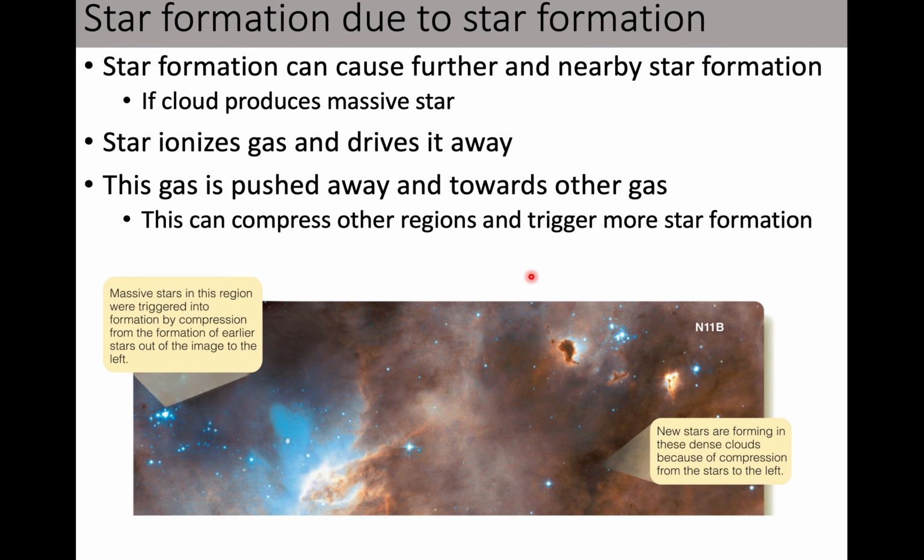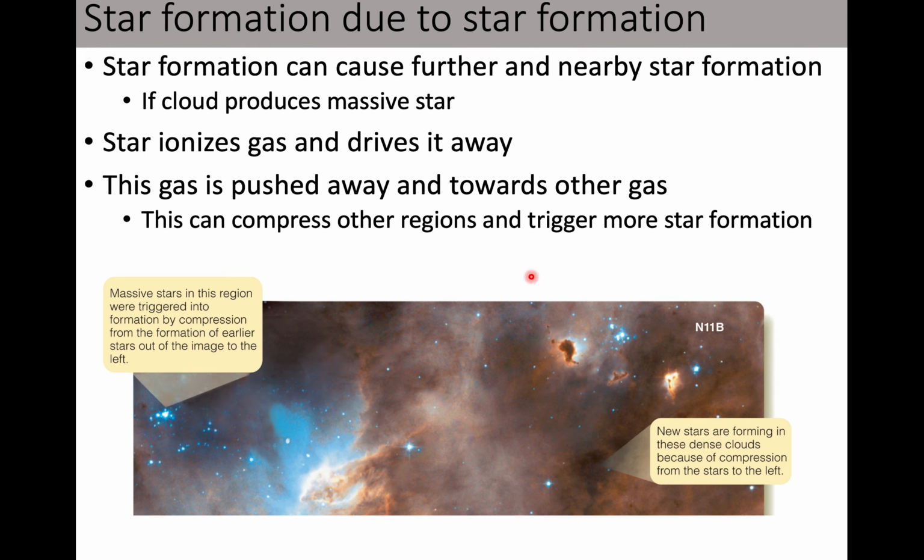So another interesting thing that can happen, we talked about star formation can be caused by shock waves, and star formation can be caused by a spiral arm in a galaxy. Star formation can also be caused by star formation. So the formation of a star can actually be a ripple effect, and it can cause stars nearby to begin forming.